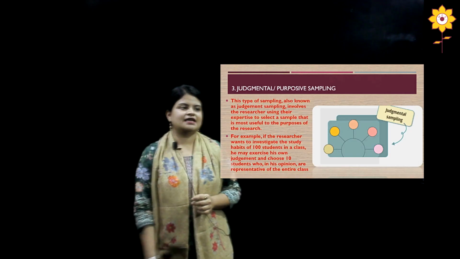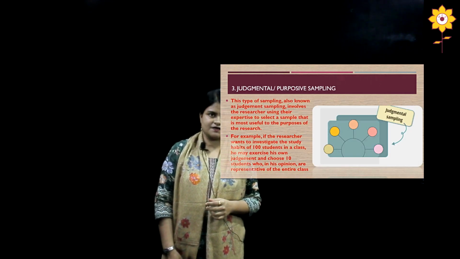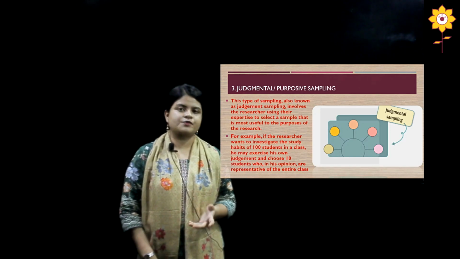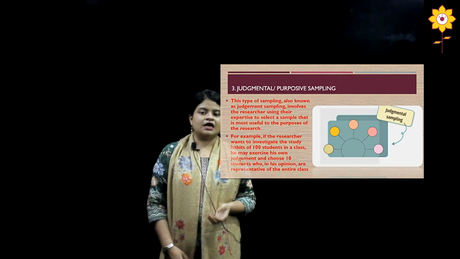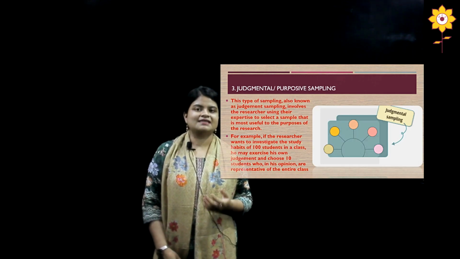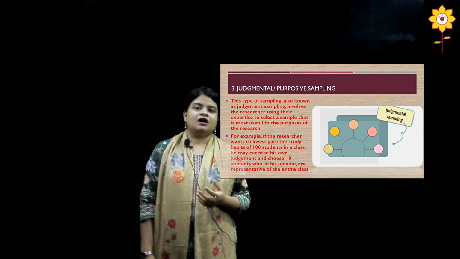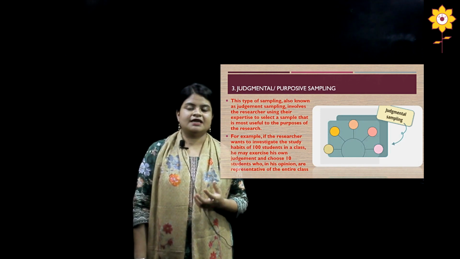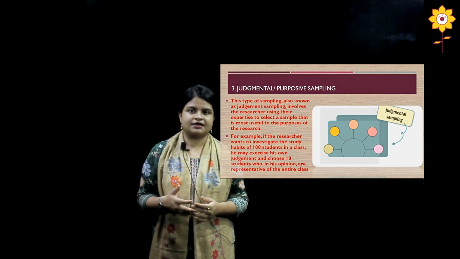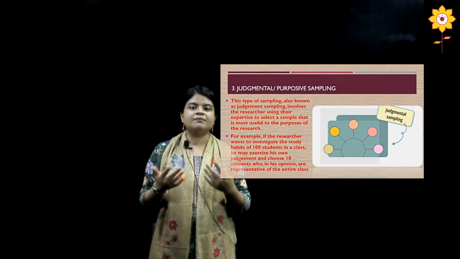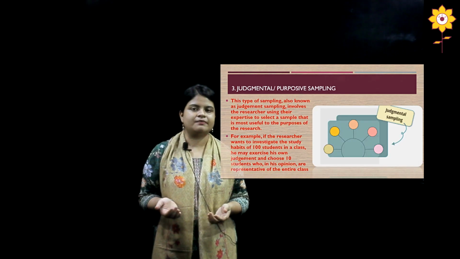Judgmental or purposive sampling. Judgmental or purposive sampling is based on the researcher's ability to judge a particular object, item or individual. The researcher will take up this method of sampling based on the qualitative aspect of the items or objects. He will make a judgment whether to recruit a particular person for the sampling purpose or not.